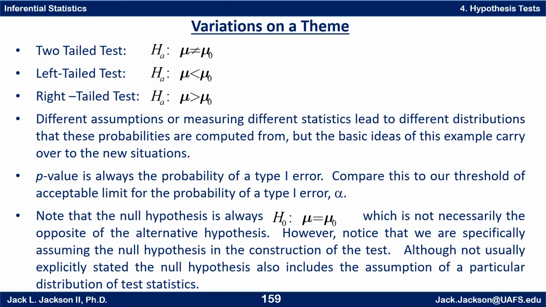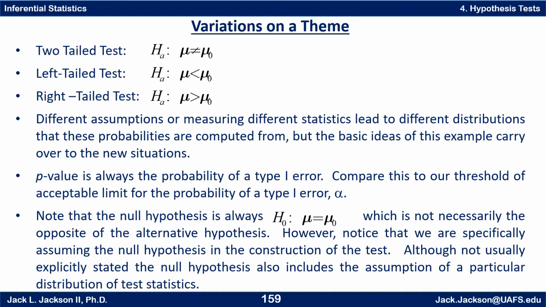And no matter how we do it, we always interpret a p-value the same way. It is always the probability of a type 1 error. Compare this to our threshold of the acceptable limit for the probability of type 1 error, which is alpha. So what is the p-value again? It is the probability of getting a sample statistic, in this case a sample mean, which is the same as what you got or something more extreme.